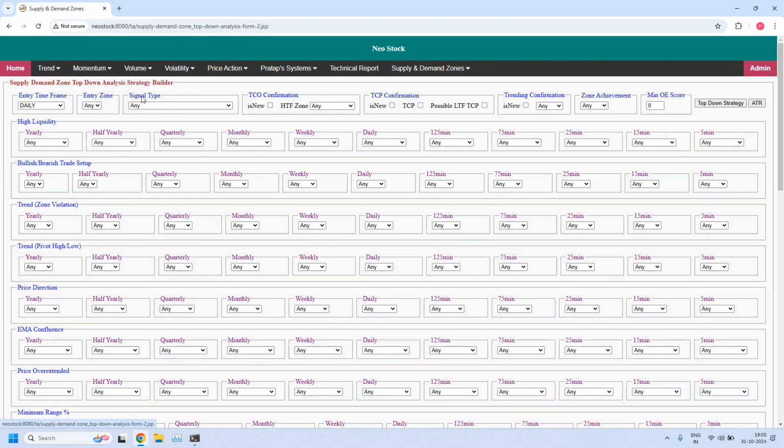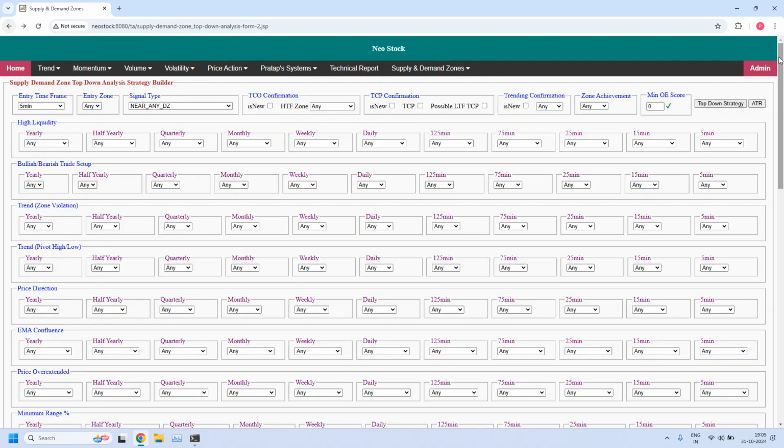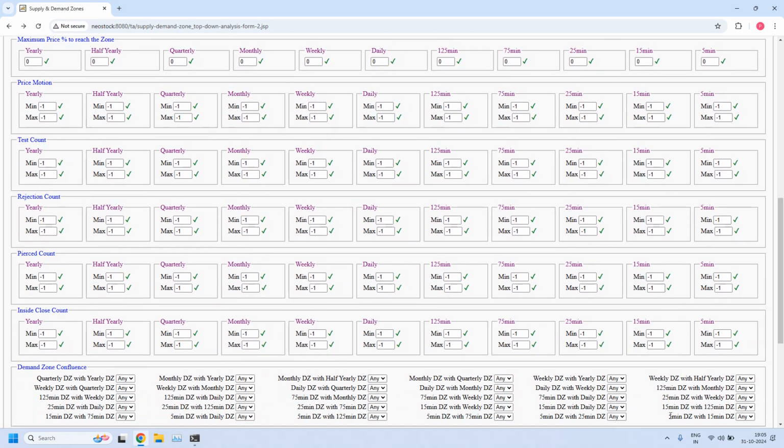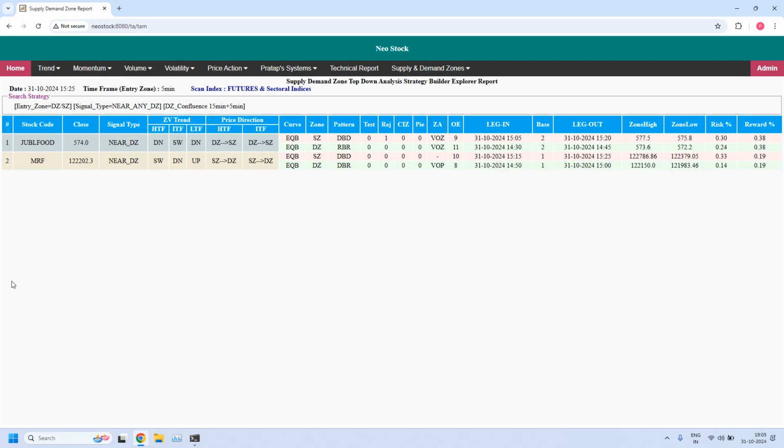Okay, next time frame is 5 minutes. Let's find the stocks near a 5 minute demand zone. 11 stocks are filtered. Let's identify how many of these 5 minute zones are having ITF confluence. That is 5 minute demand zone confluence with 15 minute demand zone confluence. I am enabling the filter. With this filter, we got 2 stocks. That means these 5 minute demand zones are part of the 15 minute demand zone.